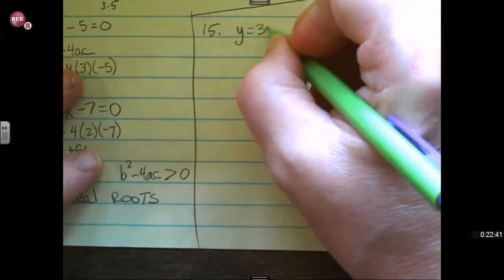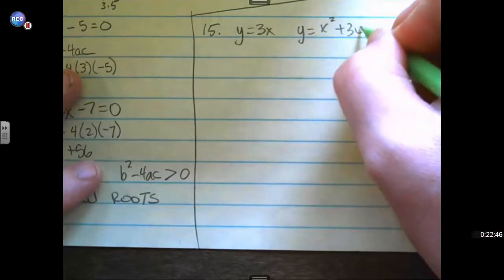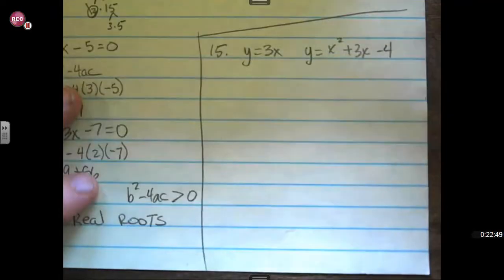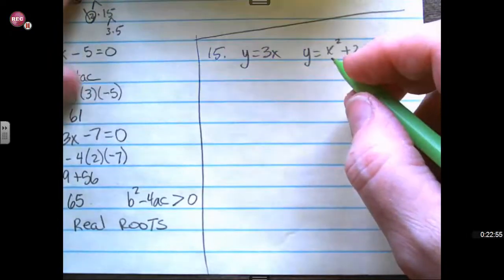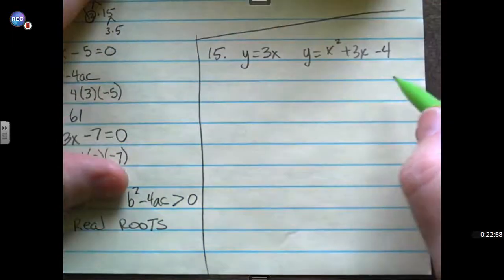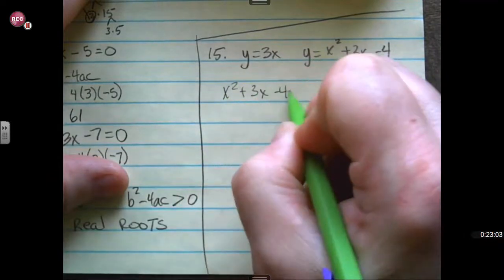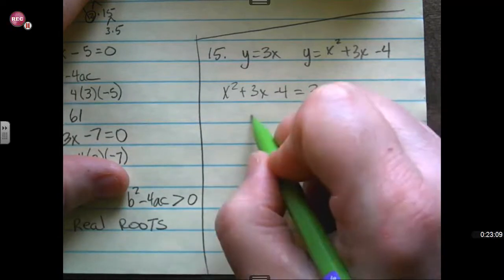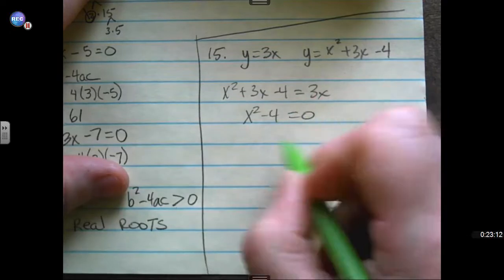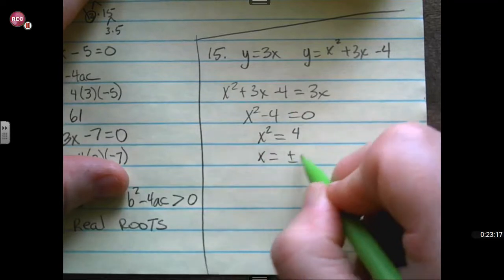Number 15. We have y equals 3x and y equals x squared plus 3x minus 4. And so this is set up for substitution. It's y equals and y equals. So I'm just going to set them equal to each other. X squared plus 3x minus 4 equals 3x. Notice that the 3x's drop out. So I get x squared minus 4. I can solve this using square roots. X squared equals 4. X is plus or minus 2.